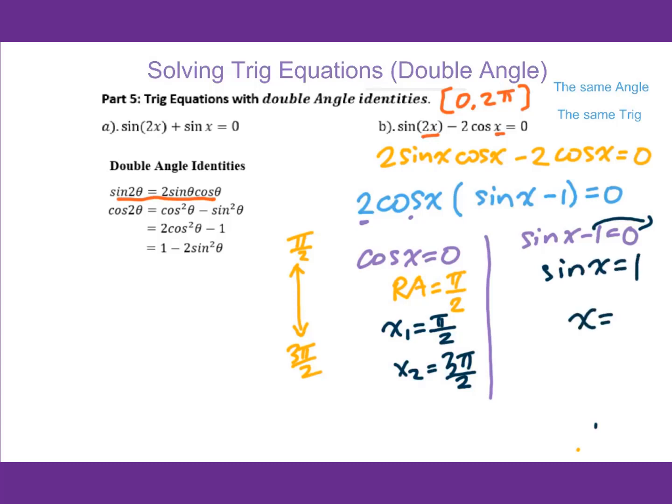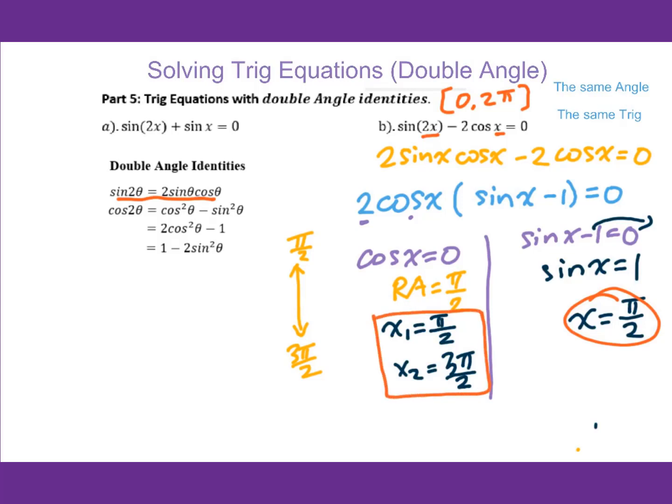So x equals pi over 2. Because this is the maximum value, that's why there is only one solution. We already got x1 equals pi over 2. So we have two solutions.